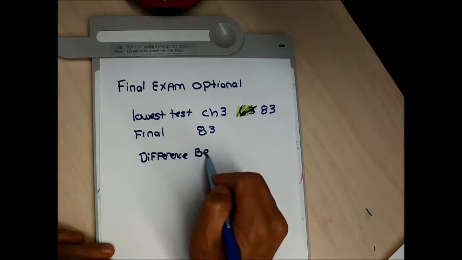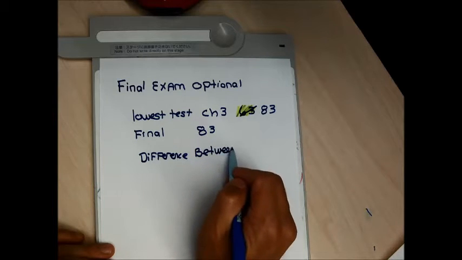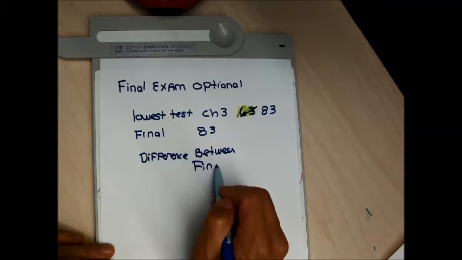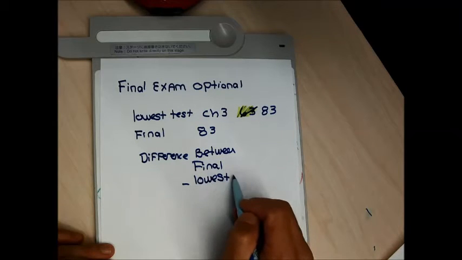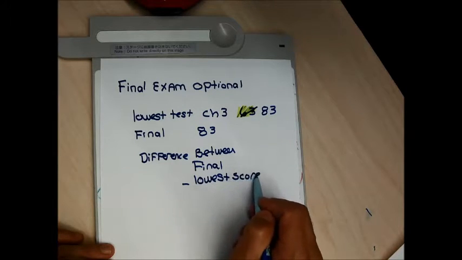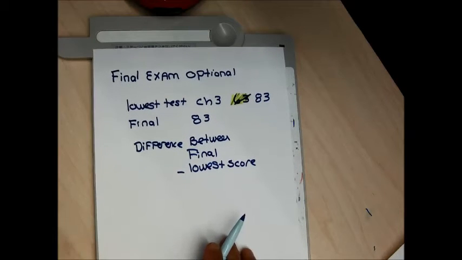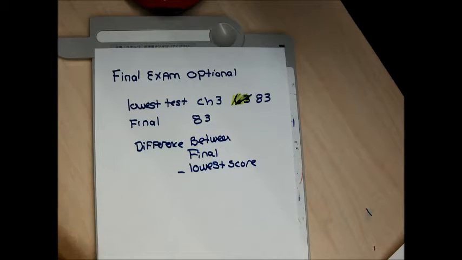So basically, the difference between your final and your lowest test gets added to your total points. If your lowest test is from chapter 6, I'll make it 150 points for the final exam, because that test is worth 150 points.